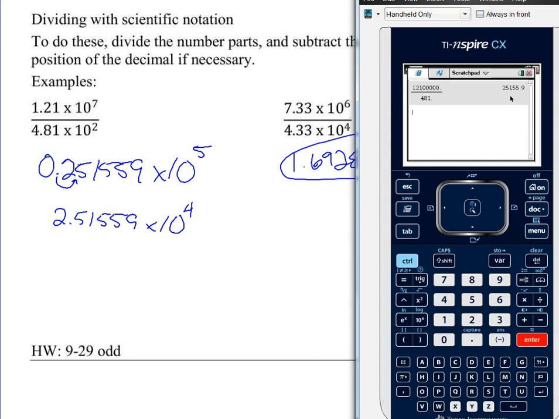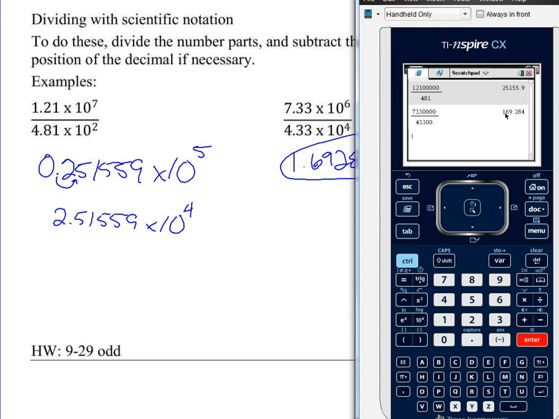And let's go ahead and do the last one as well. 7.33, the double E button, 6, divided by 4.33, the double E button, 4. Enter, and it did give me the 169.284 instead of the scientific notation. But if your problem that you're working on wanted scientific notation, you could easily move that decimal 2 places to the left and then write your scientific notation.